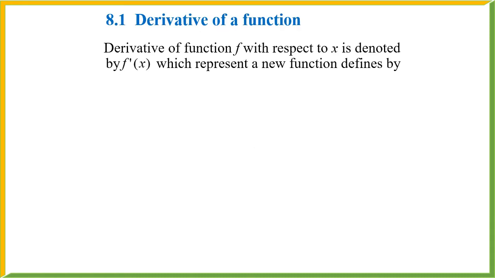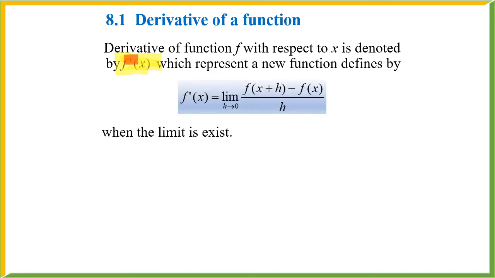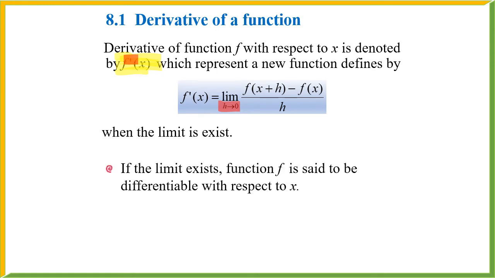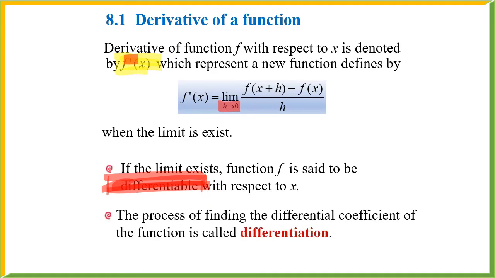The derivative of a function f with respect to x is denoted by f prime x. So this is the representation of the derivative of a function, f prime x. We have a prime here, and it is defined as f prime of x equal to the limit of f(x plus h) minus f(x) divided by h as h approaches 0, when the limit exists. If the limit exists, function f is said to be differentiable with respect to x. So how do we know that the limit exists? It means that the limit from the right side and the limit from the left side are equal. The process of finding the differential coefficient of the function is called differentiation.